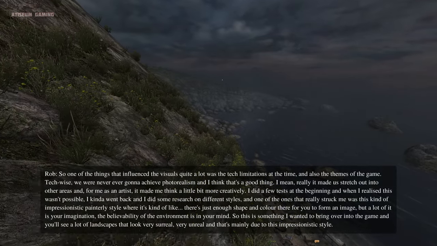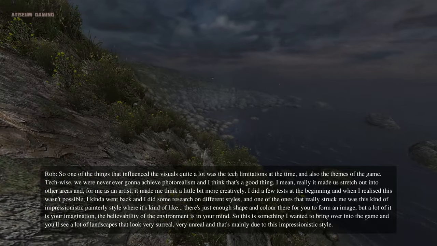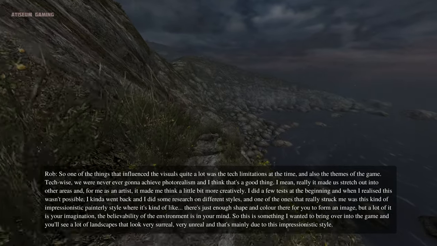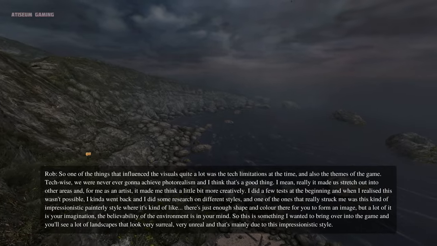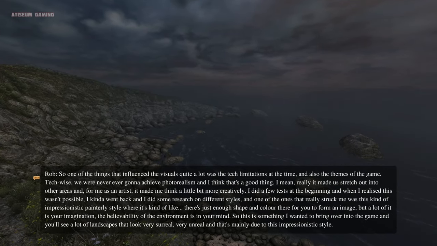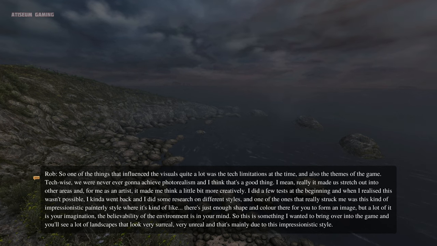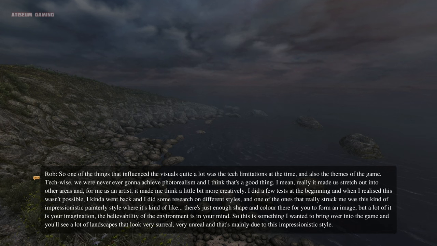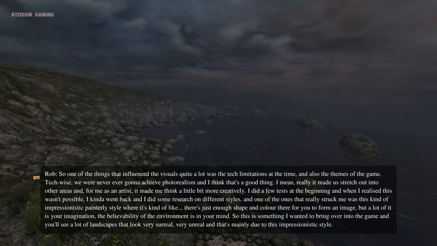So one of the things that influenced the visuals quite a lot was the tech limitations at the time, and also the themes of the game. Tech-wise, we were never going to achieve photorealism, and I think that was a good thing. It made us stretch out into other areas, and for me as an artist, it made me think a little bit more creatively.